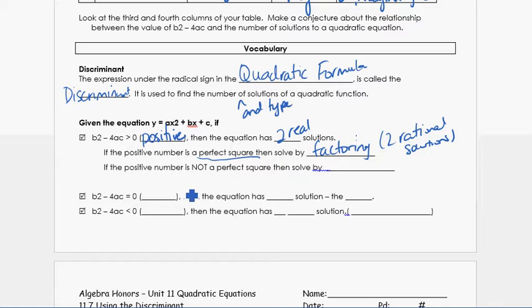If the positive number is not a perfect square, then we solve by either completing the square, which I'm going to abbreviate with CS, or the quadratic formula. And we're going to get two irrational solutions.